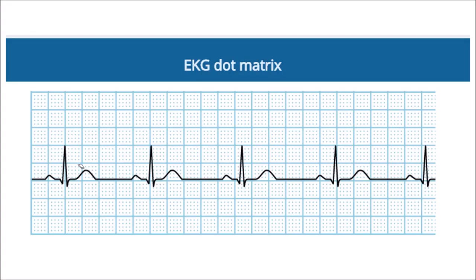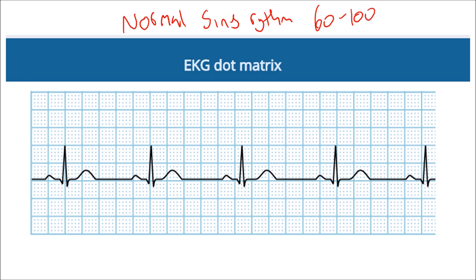All right, and last but not least, let's talk about a normal sinus rhythm. So obviously the heart rate has to be between 60 and 100 beats per minute, correct? So let's use the 1500 rule. We know that for the 1500 rule, we have to count the little squares. So we know that's 1, 2, 3, 4, 5, 6, 7, 8, 9, 10, 11, 12, 13, 14, 15, 16, 17, 18, 19, 20, 21, 22, 23, 24, 25. So there are 25 little squares.